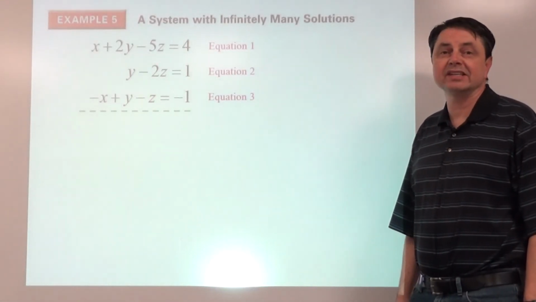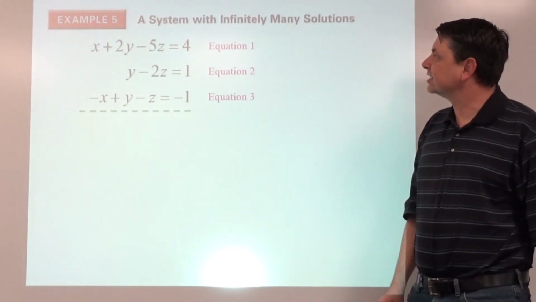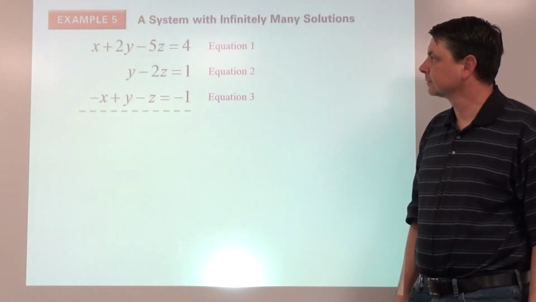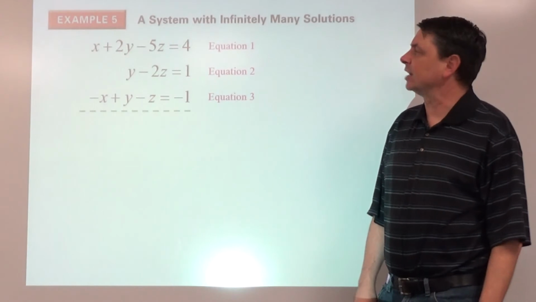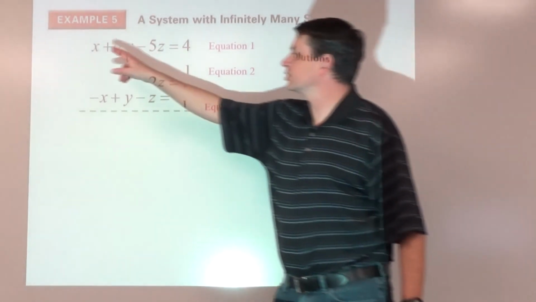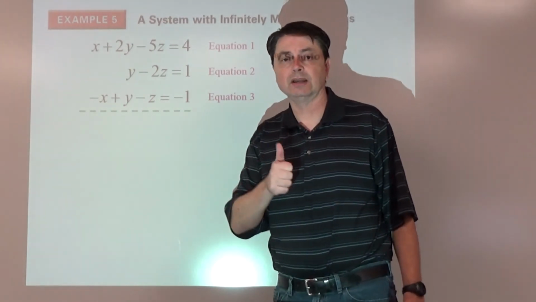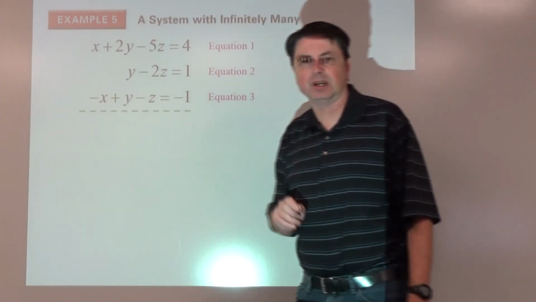All right, let's take a look at example number 5, whereas it says we might end up with a system that has infinitely many solutions. So here's our start. Remember, our goal is to get row echelon form. So our first one starts with x. We're good. The second one starts with y. We're good there. We do need to eliminate this x right away. That's going to be our first goal.